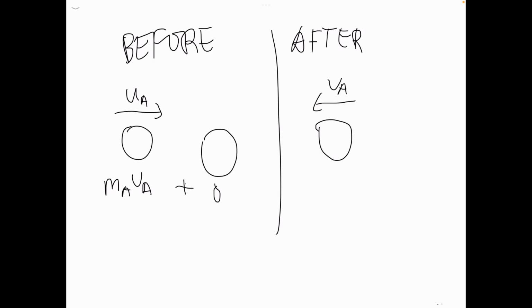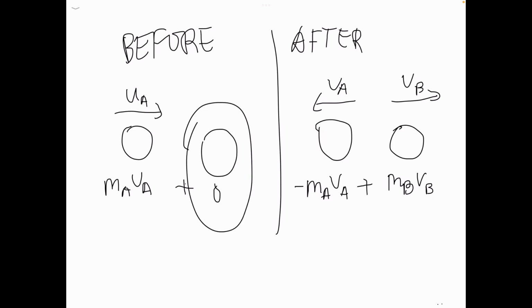Notice how it's going in the opposite direction, so it's going to have a negative sign, so negative m_A v_A plus the other ball, which now also has a velocity due to the collision of v_B, so m_B v_B. This ball's velocity, however, may not always be 0, so just remember that the conservation of momentum is m_A u_A plus m_B u_B is equal to negative m_A v_A plus m_B v_B.